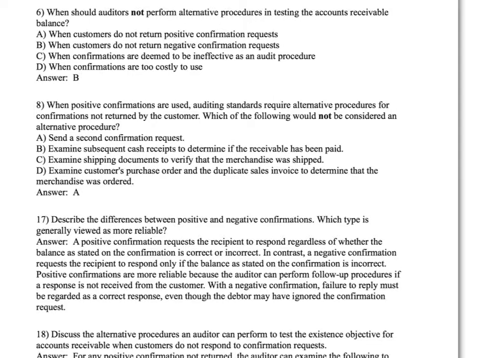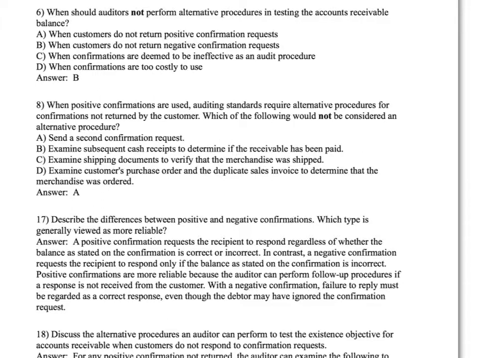Alternative procedures would be, like I said, looking at the subsequent cash receipts, looking at the shipping documents, looking at the purchase order and the sales invoice. Those are alternative procedures. And believe me, they're time consuming and the client gets frustrated because they have to dig back through a lot of records to get this information for you. So again, you just hope that you get back those positive confirmations.